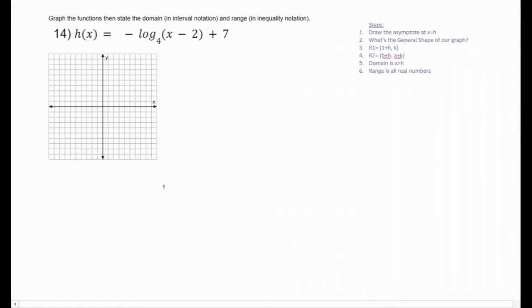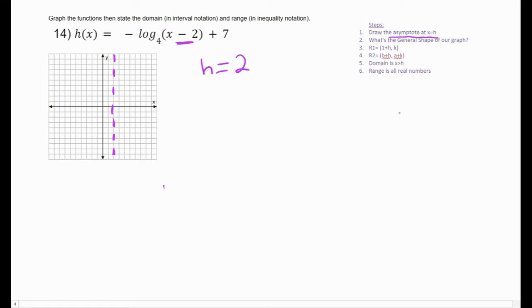Here I'm asked to graph the function and then state the domain and range. So first of all, whenever I'm graphing, I like to look at my vertical asymptote of a log first because it is just my h value. I know my h value is positive 2, so that is where I get my vertical asymptote here at positive 2.